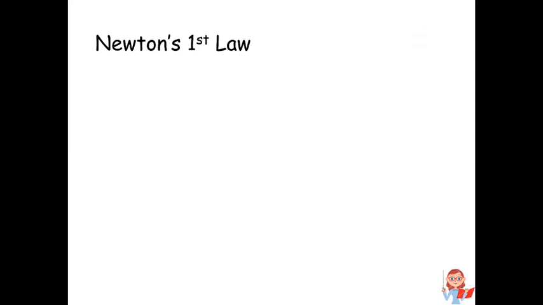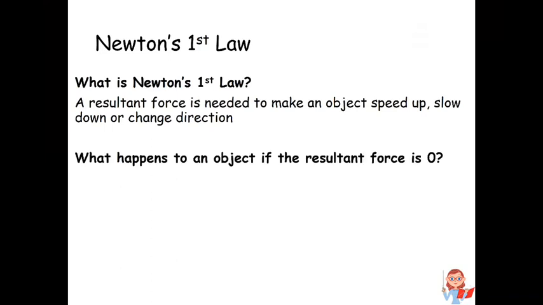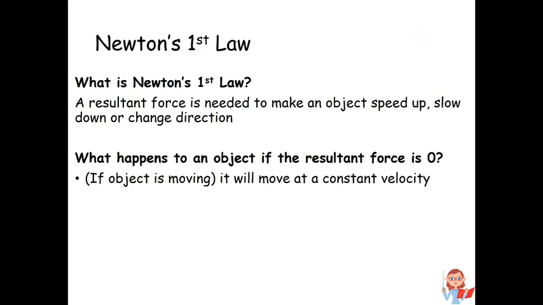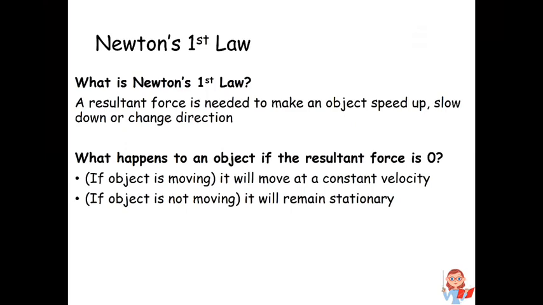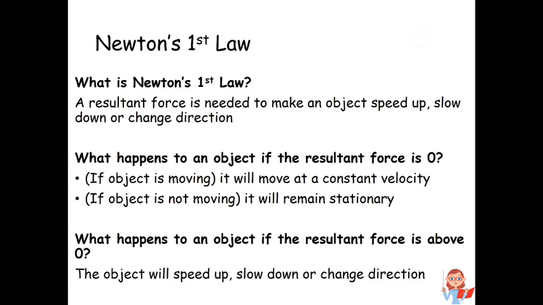You will already know about Newton's first law from work you've done previously on forces. So what is Newton's first law? A resultant force is needed to make an object speed up, slow down, or change direction. What happens to an object if the resultant force is zero? If the object is moving, it will move at a constant velocity. If the object is not moving, it will remain stationary. What happens to an object if the resultant force is above zero? The object will speed up, slow down, or change direction.